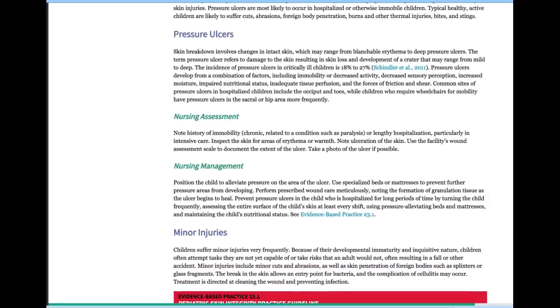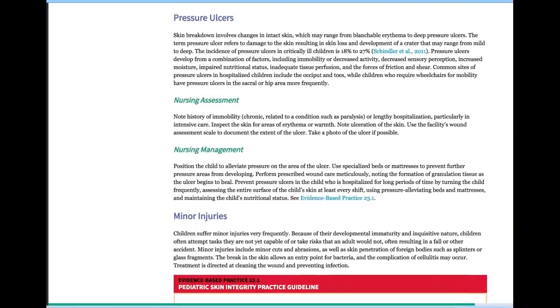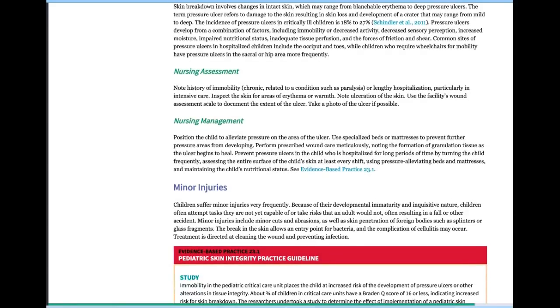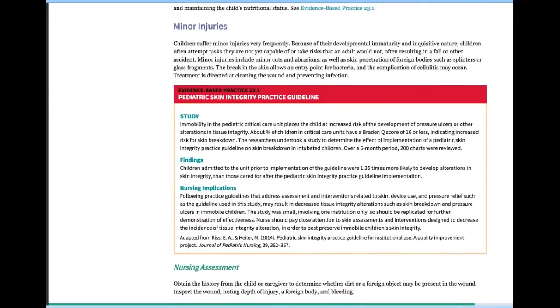All right, some injuries. Kids can get pressure ulcers, especially if they're immobile. Femur fractures are immobilized for 6 weeks, so they can get skin breakdown. Under a cast, make sure that you have your parents evaluate for any kind of pressure ulcers or rubs on the skin. Minor injuries: lacerations, falls, and abrasions.